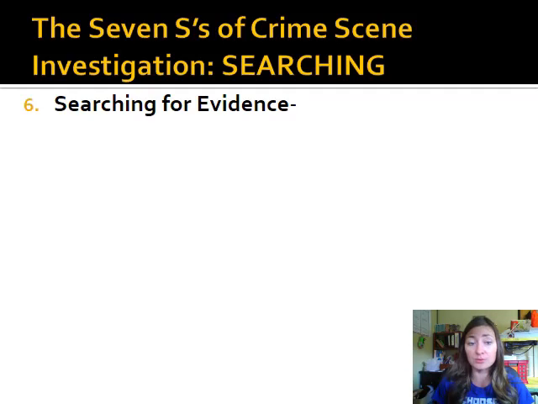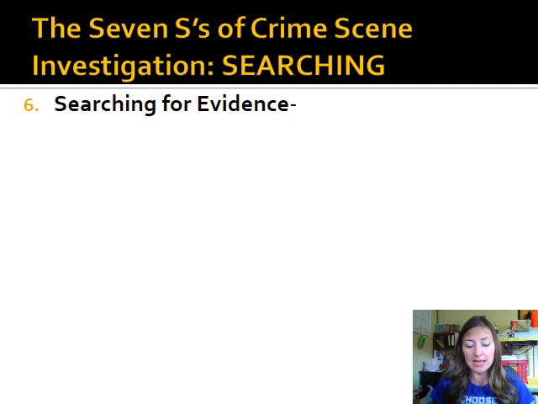Investigators walk patterns to avoid missing anything. It has to be systematic and immediate. It's important that it's systematic because you don't want to overlook anything. You don't want to miss a piece of evidence because you're looking here and there and then everywhere. And it has to be immediate to protect the evidence.